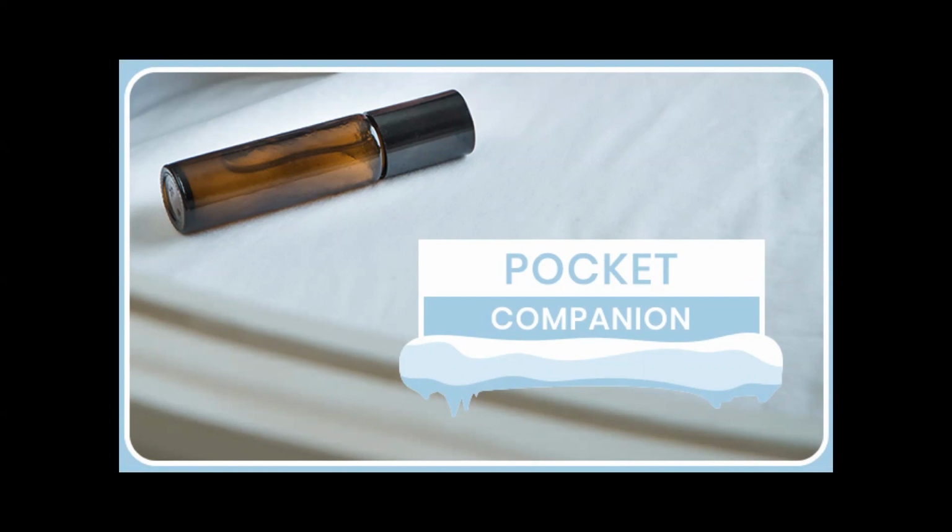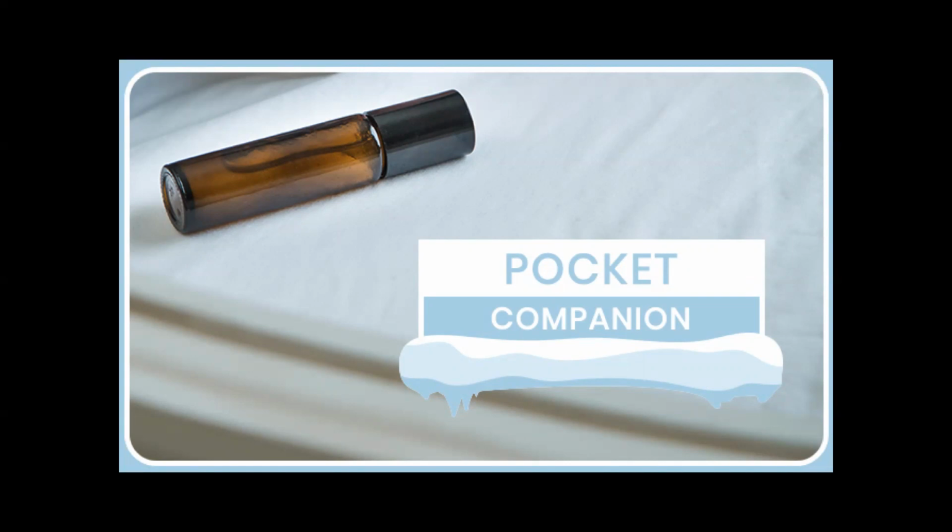So all you have to do is add the following to a 5 milliliter roller bottle. You can get the roller bottles from doTERRA as well. So you're going to drop in 7 drops of frankincense, 7 drops of OnGuard, 7 drops of Melaleuca, and 7 drops of lemon oil. And then you're going to fill it the rest of the way up with the fractionated coconut oil. Give it a little shake.